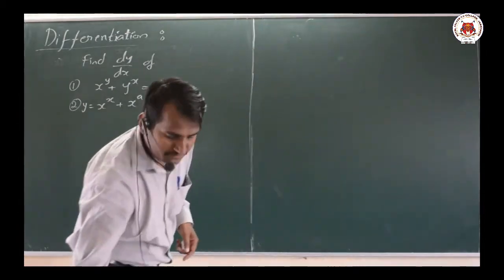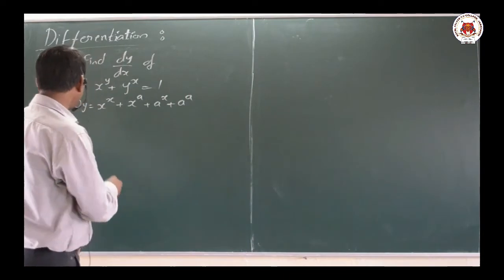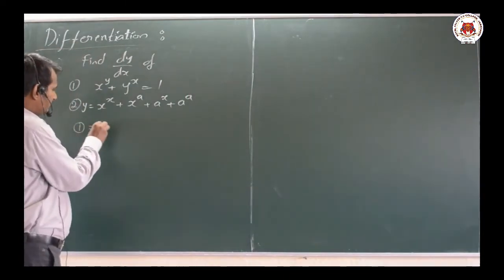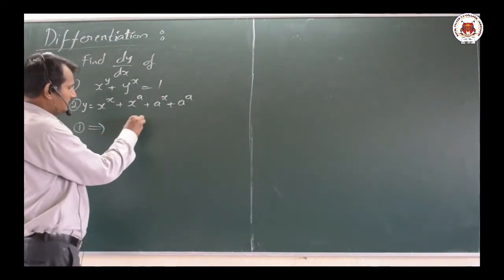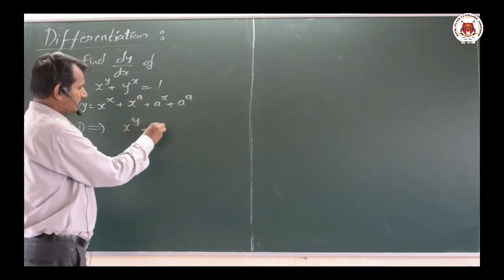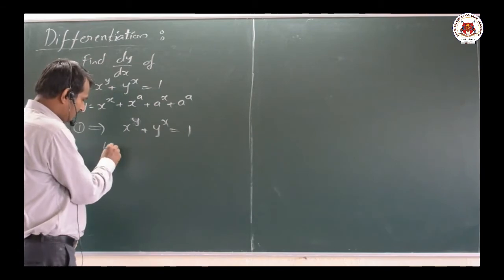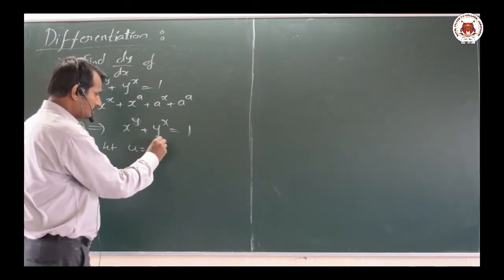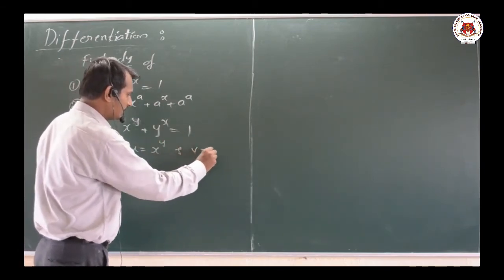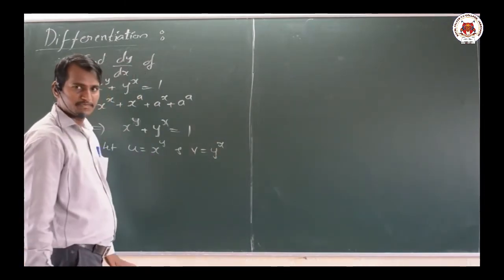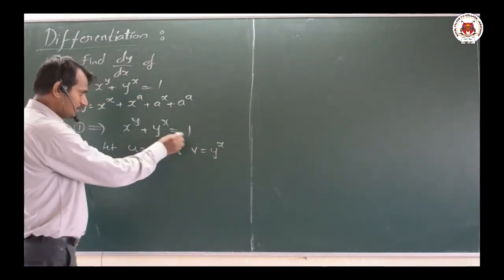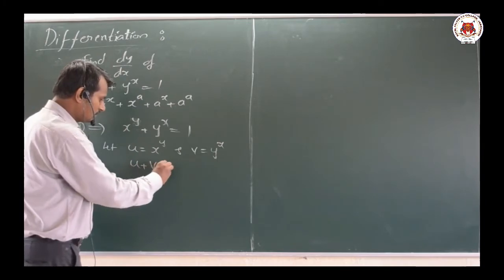Okay, that is the first one. What we have is x to the power of y plus y to the power of x equal to 1. What I will do is let u be equal to x raised to y and v be equal to y to the power of x. What I require is to differentiate u plus v equal to 1.